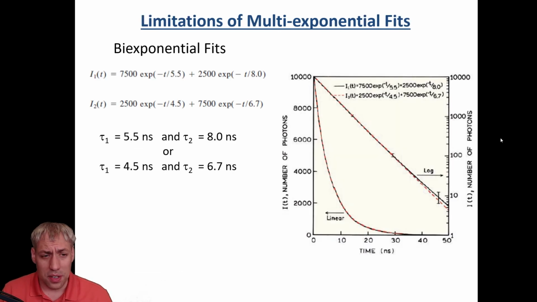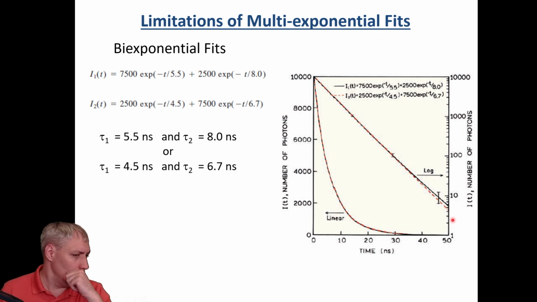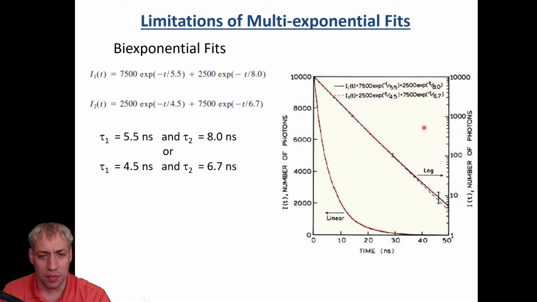But there is a warning associated with this. You don't necessarily get a unique answer doing bi-exponential fits, and the reason is that you're limited by your signal to noise. Here's a really fun example from Principles of Fluorescence Spectroscopy. On a linear scale, you can see both of these bi-exponential equations fit really well, with different amplitudes of contribution and different lifetimes. One of them gives 5.5 nanoseconds and 8 nanoseconds. The other one gives 4.5 and 6.7 nanoseconds. On a linear scale, both of the fits look reasonably good.